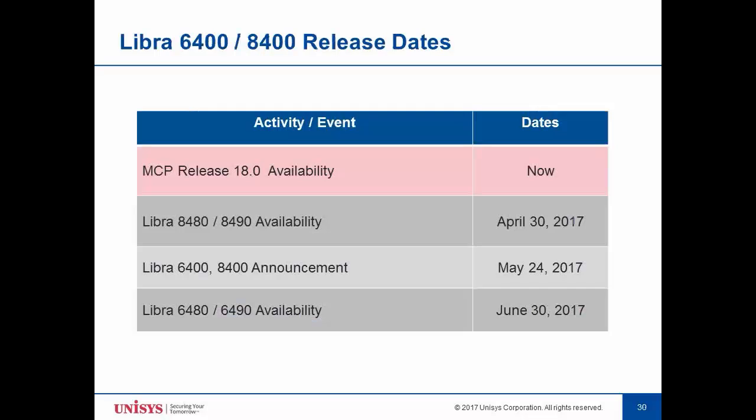Release dates. Okay, we're now in the middle of the announcement phase. The Libra 8400 is actually available now. It's been available for the better part of the month, and we are working with several clients and getting systems for them. We should have our first shipment soon. The Libra 6400 and 8400 can run with the MCP 18.0 release, requires MCP 17 as a minimum, but if you're interested in MCP 18.0, that's available now.